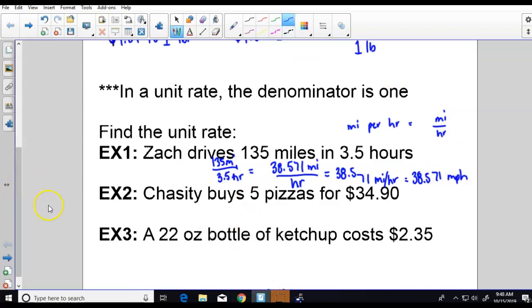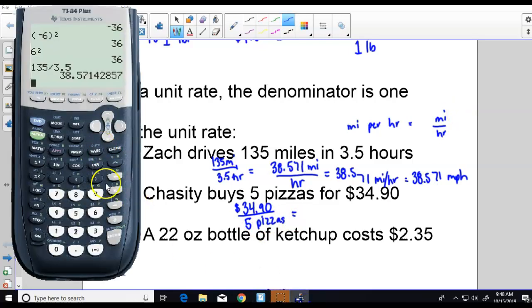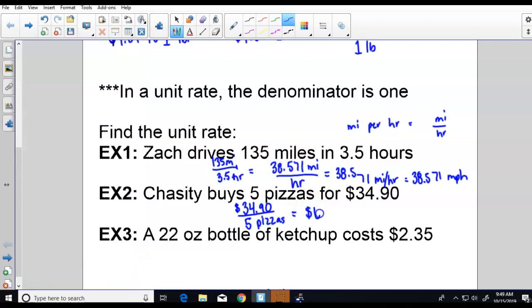Okay. So, Chastity, I would like to know how much money it costs per pizza. So that means money is on top, $34.90 per pizza. We got 5 pizzas. And so if I divide those, $34.90 divided by 5, I get $6.98. So it's $6.98 per one pizza.